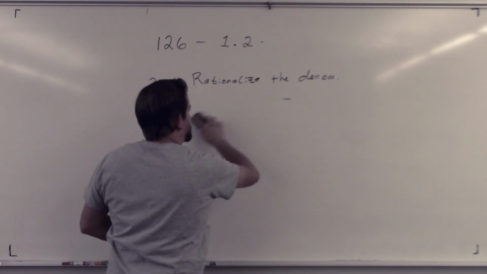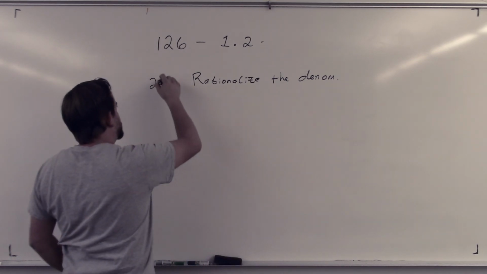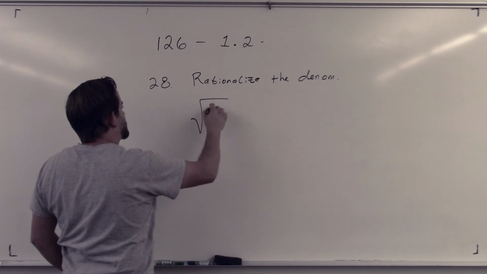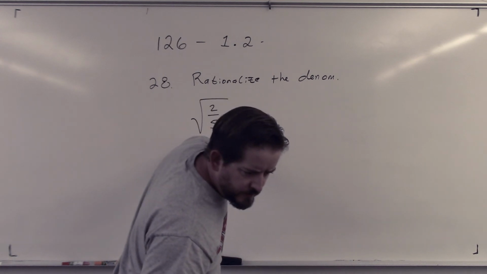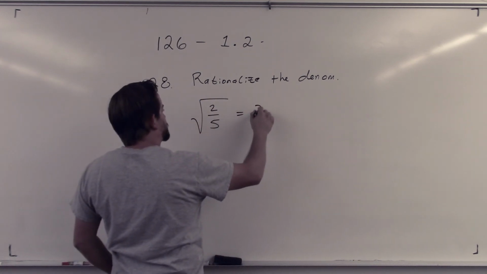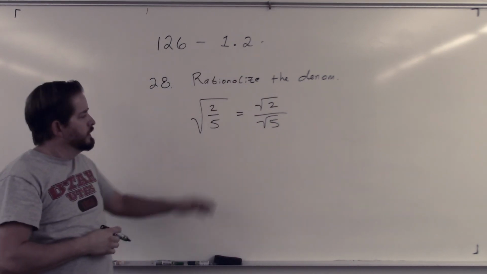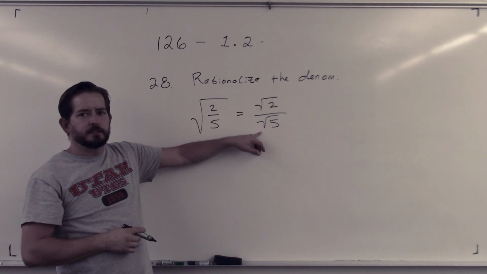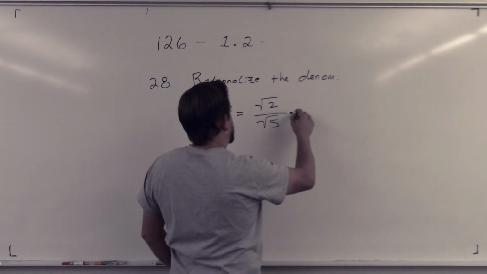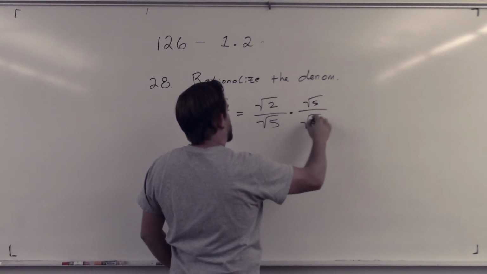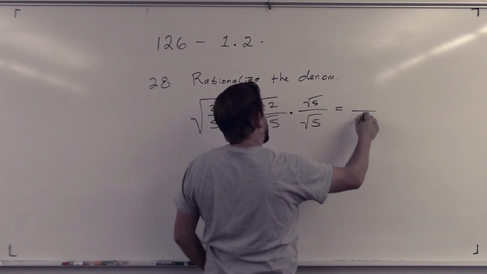Number 28 says just do the same thing. 28 says rationalize the denominator, and I have a square root of a fraction, 2/5. Right? But this 2/5 can be rewritten as the square root of 2 divided by the square root of 5, and I don't really care what's going on in the numerator. All I care is that this denominator gets rationalized. So I multiply the top and the bottom by the square root of 5.